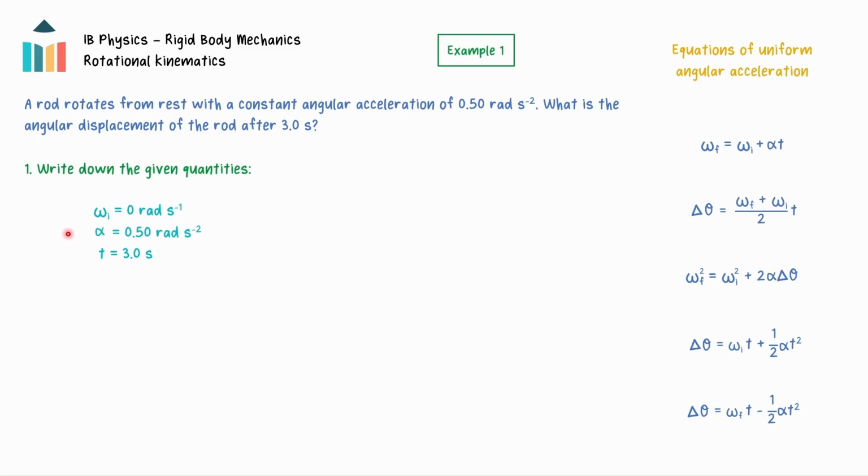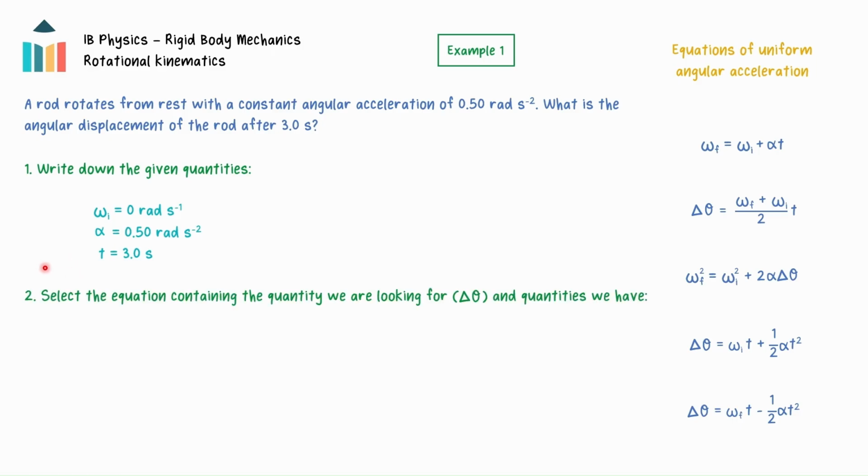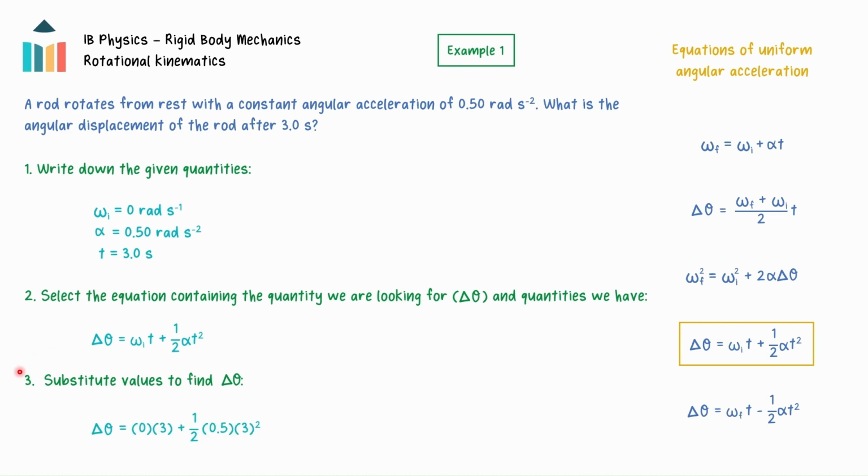Next, we choose an equation that contains what we know and what we want. We're trying to find angular displacement, so the most suitable equation is delta theta equals omega i t plus a half alpha t squared. Now we substitute everything into the equation, checking that our units are consistent. Everything is already in radians and seconds here, which will give us the desired unit of radians for angular displacement. The first term disappears because the initial angular velocity is 0, so delta theta equals 1/2 times 0.5 times 3 squared. This gives about 2.25 radians. So the angular displacement of the rod after 3 seconds is about 2.25 radians.